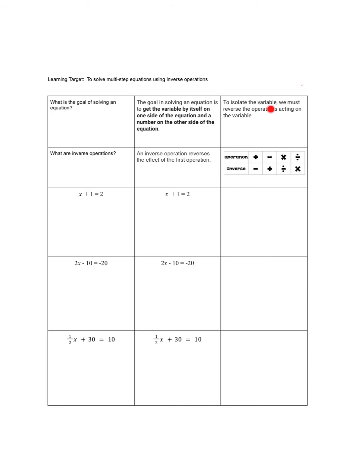Now, to isolate the variable, we use what we call inverse operations. So an inverse operation reverses the effects of the first operation. If we have addition, the inverse is subtraction. If we have subtraction, the inverse is addition. If we have multiplication, the inverse is division. If we have division, the inverse is multiplication.